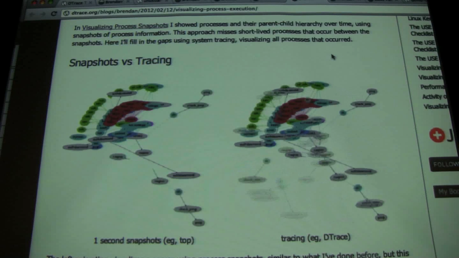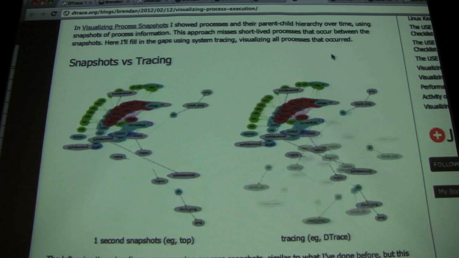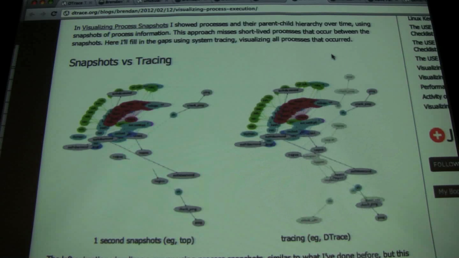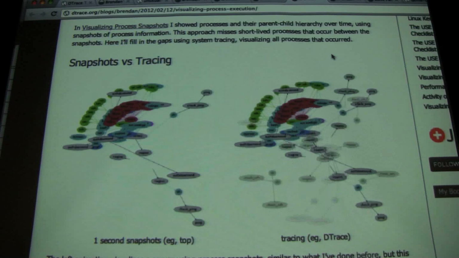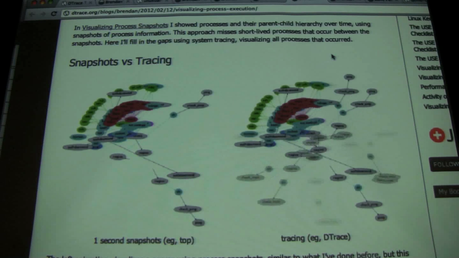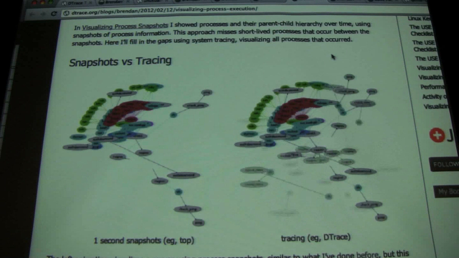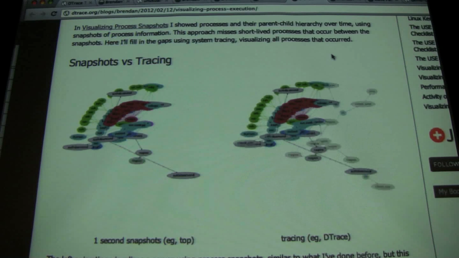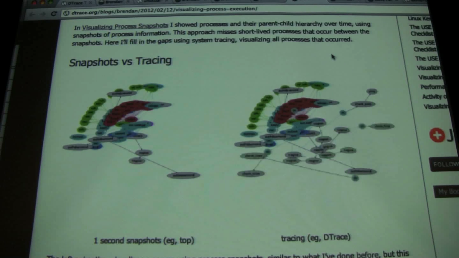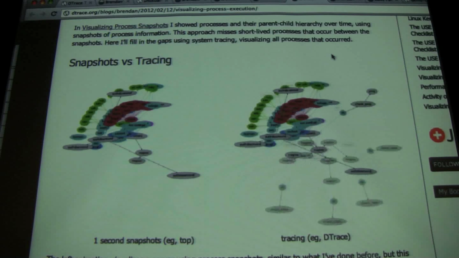Of course, I should recognize this by now. On the left is taking snapshots every single second, like if you're running top or something like that. On the right, of course, is tracing every event. That type of visualization is dtrace-based because we're not missing anything. That answers the darkest questions.